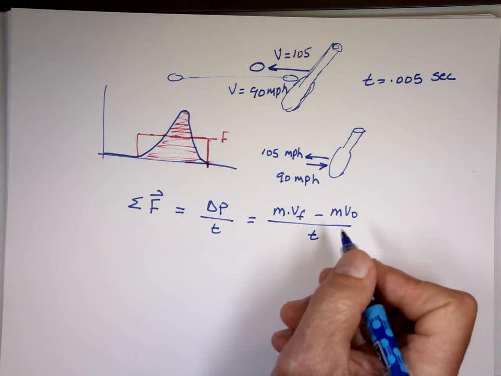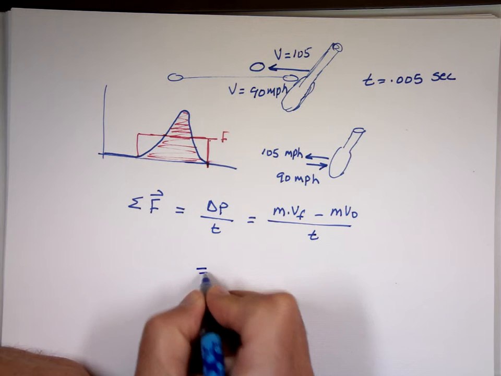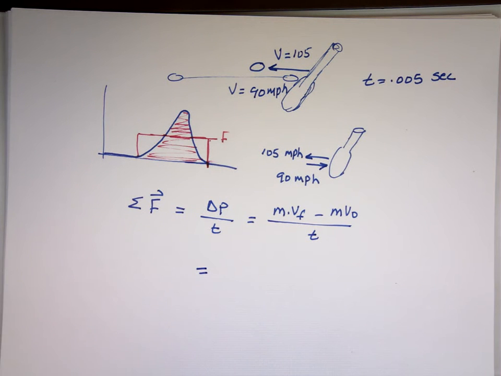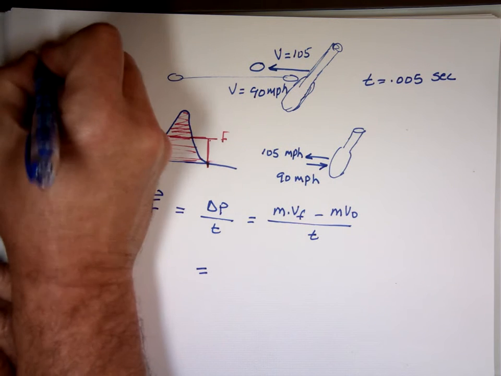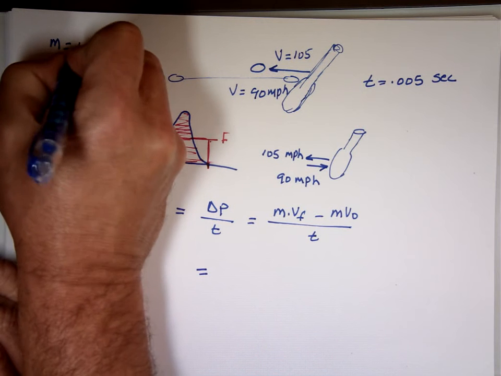So let's look at the mass here. The baseball usually has a mass, I forgot exactly the mass of a baseball, but let's see if we can Google that. Baseball mass, 145 grams. The mass of a baseball is roughly 145 grams.